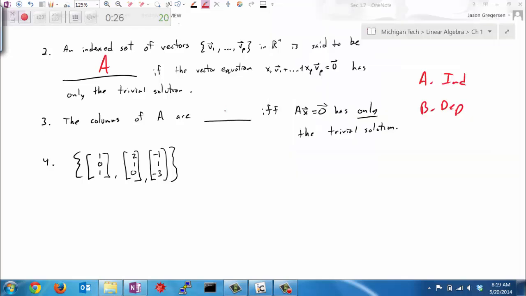Okay, so once again, a strong vote for A. A is correct here. So once again, the vector equation and the matrix equation are essentially the same. So we have linear independence when there's only that trivial solution. And it's only values of 0 that make that linear combination equal to 0. And then lastly, here are 3 vectors. Are they linearly independent or linearly dependent?